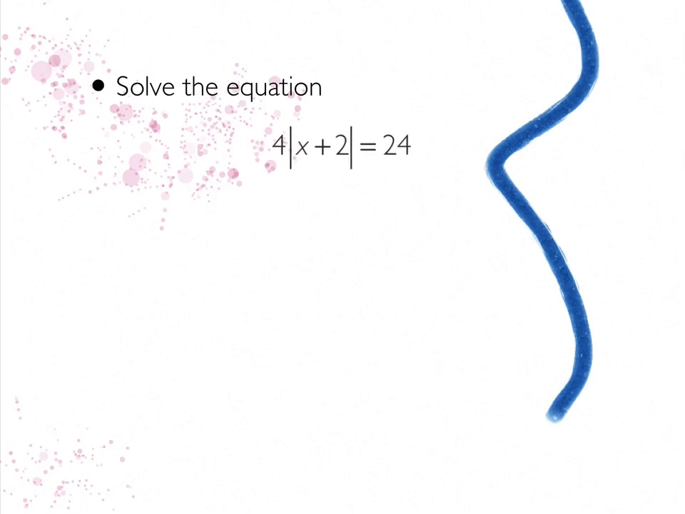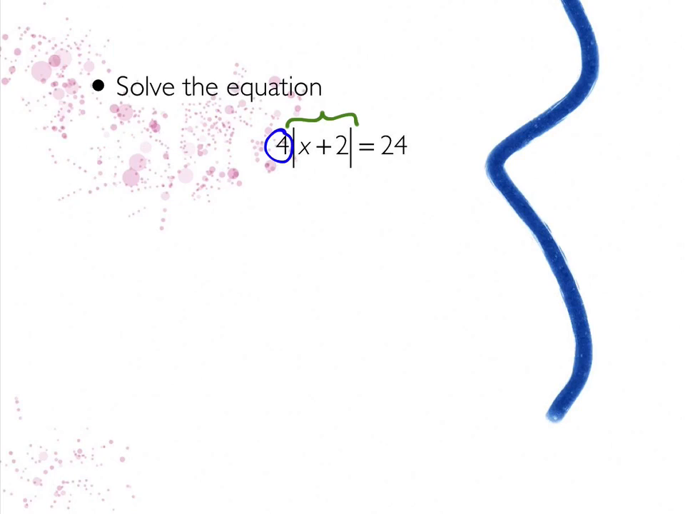Okay, so let's take a look at our first equation. What we have to do first, always, is get this absolute value alone. This little bunch here. So everything else has to go. We're going to treat this as its own entity and work around it.